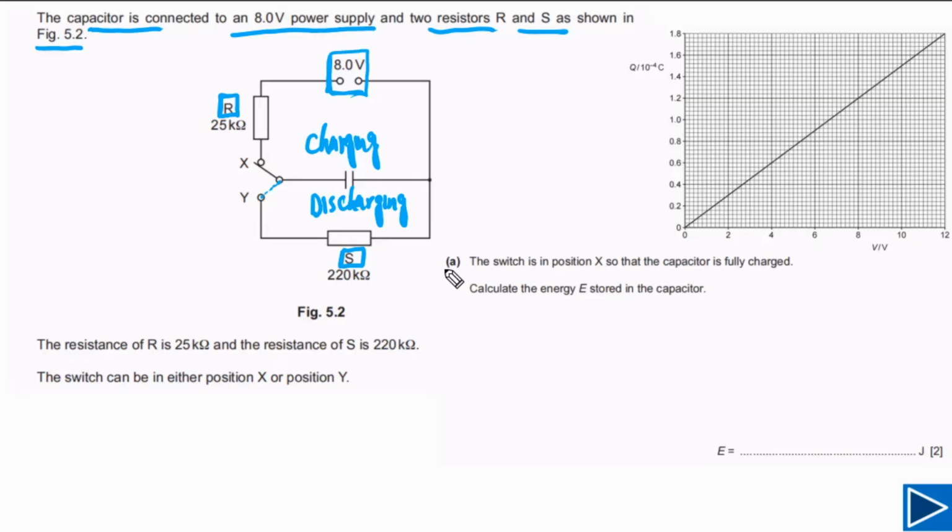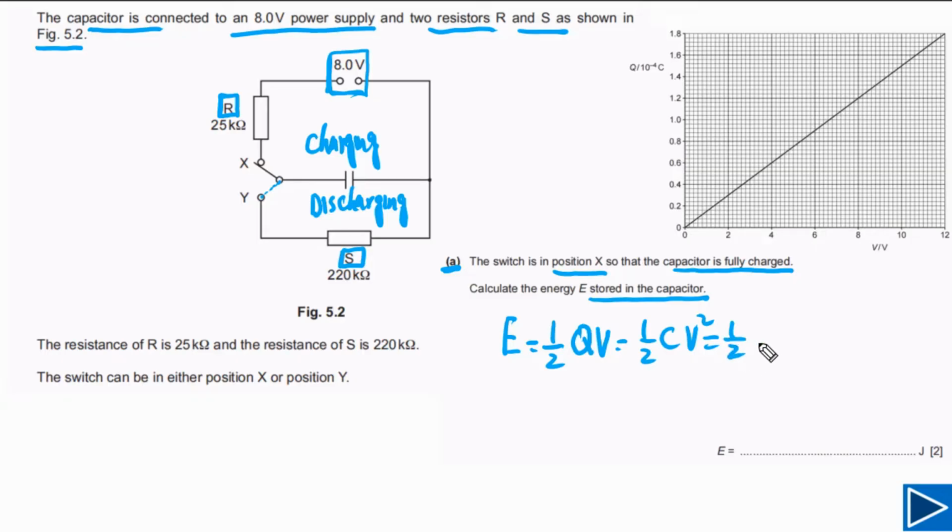Now let's move on to part A and try to answer it. For part A, the question is asking us: the switch is in position X so that the capacitor is fully charged. We need to calculate the energy E stored in the capacitor. So the energy stored in a capacitor is equal to 1/2 QV, or we can say this is 1/2 CV squared, or the energy stored in a capacitor is 1/2 Q squared over C.